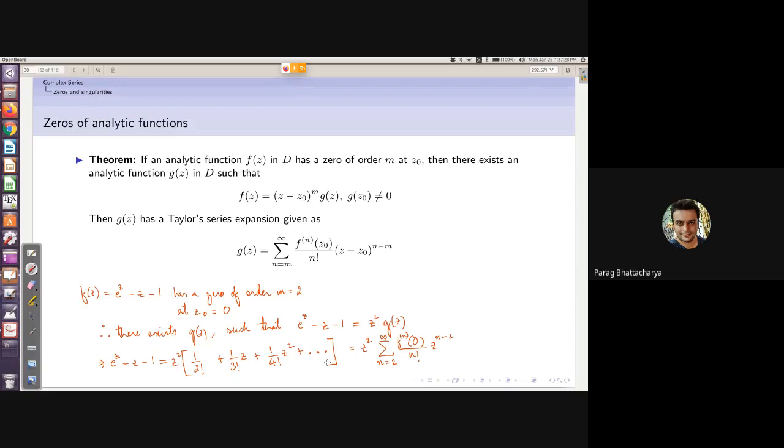So using this theorem, if you know the zeros of an analytic function, you can directly find the expansion. Not only for e to the power z minus 1, you can find the Taylor series expansion of other functions directly from here using this theorem. Is this clear?